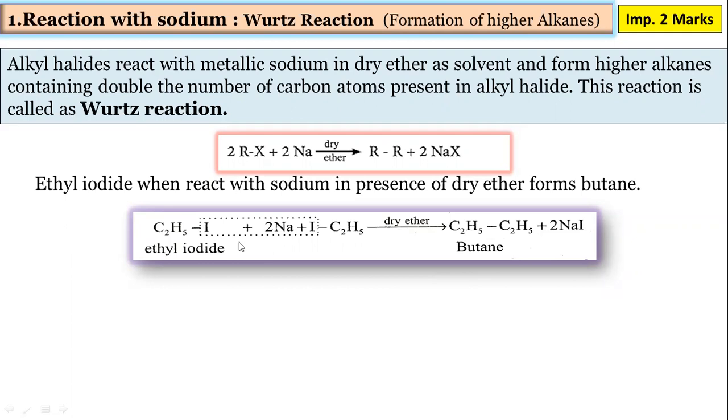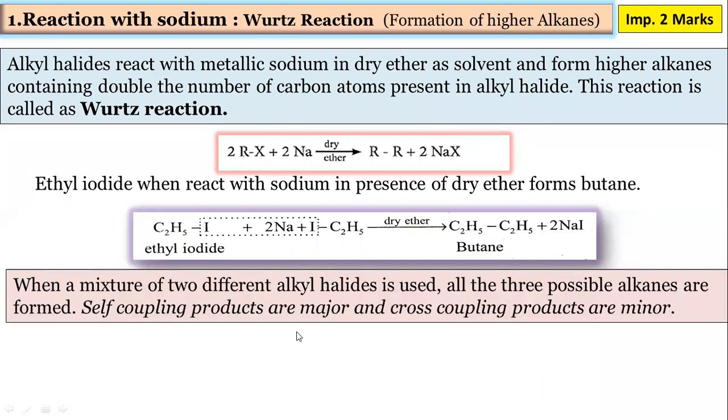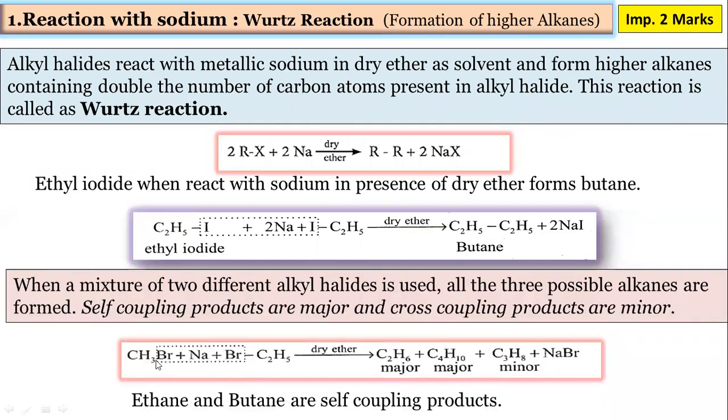If the two alkyl halides are different, then what will happen? We will see here. In this example, one is methyl bromide and one is ethyl bromide. The two alkyl halides are different. We get 3 products, self-coupling and cross-coupling products. Self-coupling products are different and cross-coupling products are different here.